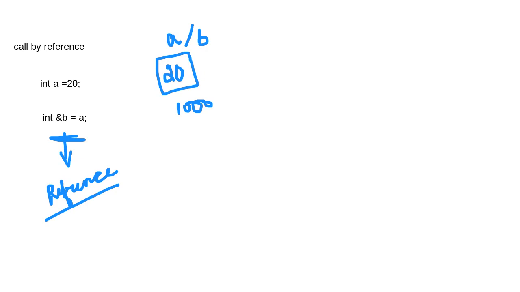I have given two names to the location of a. One was the original a, and when I'm passing the reference of a to b, I'm also giving another name to this location, which is b. Did everyone understand this point? Yes, please.